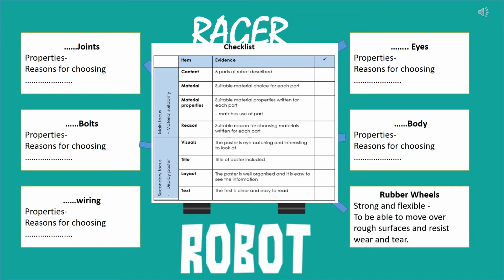For the next section down in the checklist, I need to check that I've used suitable materials for each of my parts. For example, my wheels, I've said rubber wheels, and rubber, of course, is a suitable material, so check.